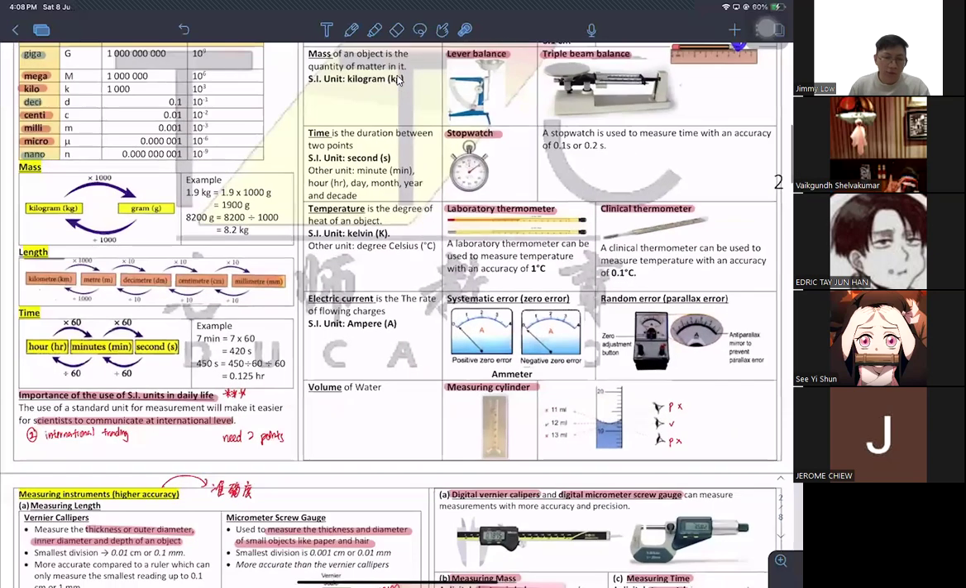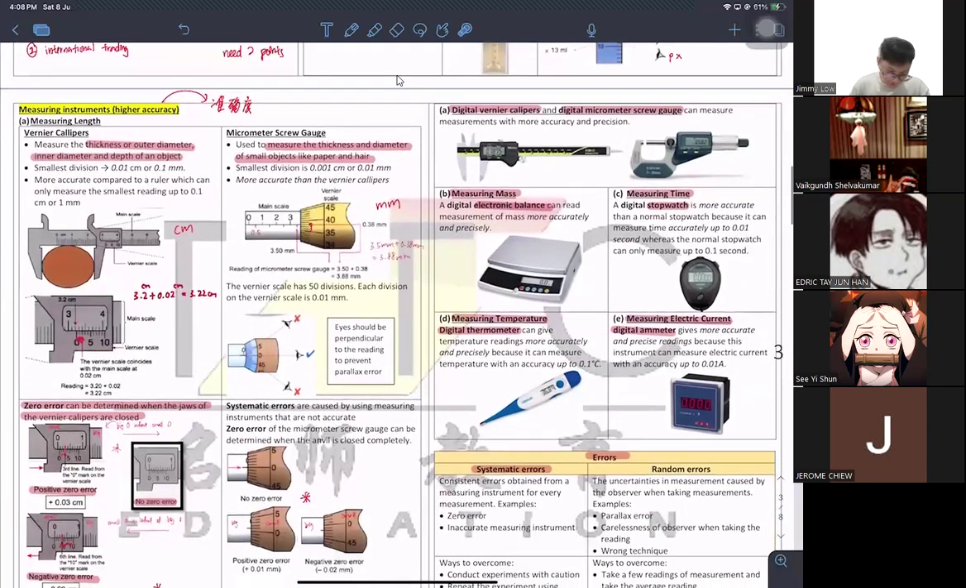Okay, we skip. For this one, we are going to go through this part in exercise. We are not going to go through the explanation from here because the explanation is so complicated.